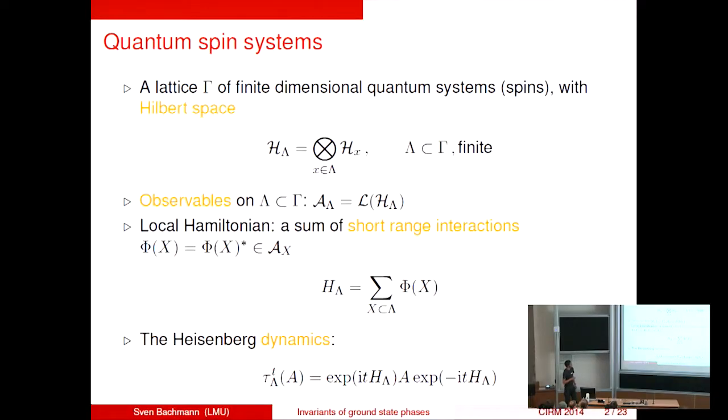The observables are just bounded operators on this, namely just matrices, right? All of these are finite dimensional Hilbert spaces, so these are just matrices, the dimension of which, however, grows with the size of the system.